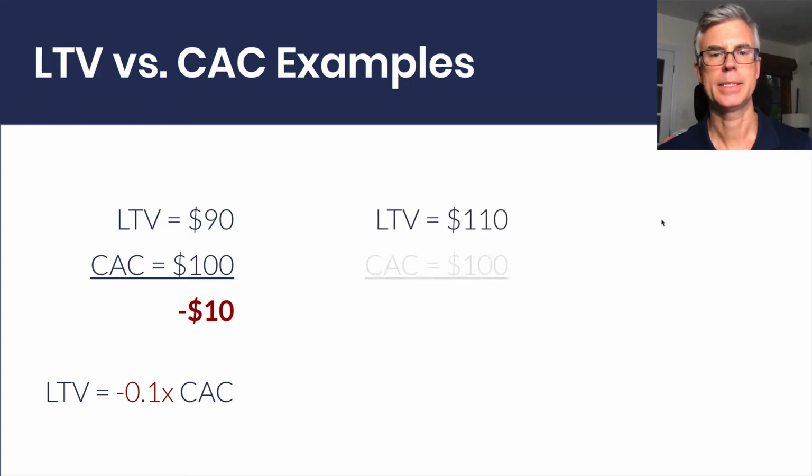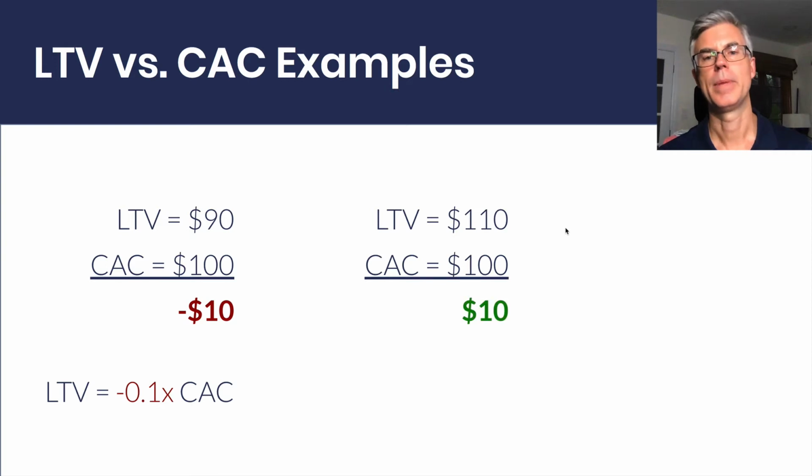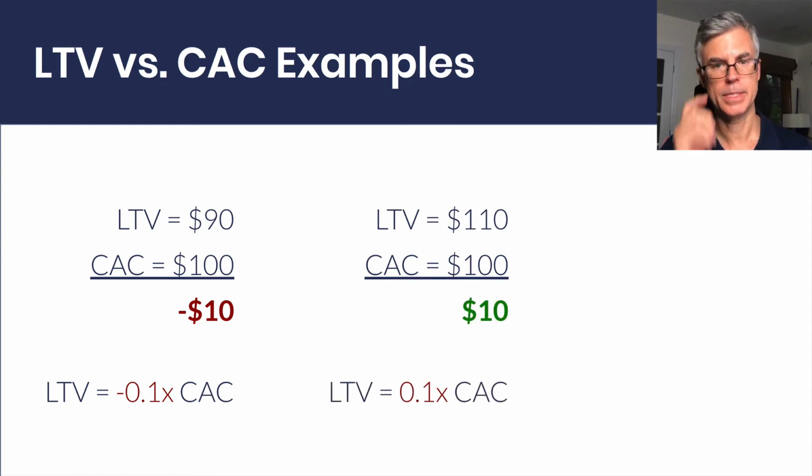So in this case, it's going to be $110 of lifetime value. It's $100 to acquire the customer. So we're making $10, but that doesn't leave us enough money to actually run the business. We've spent most of the revenue from that customer on acquiring the customer. So again, we're only at a 0.1 ratio.